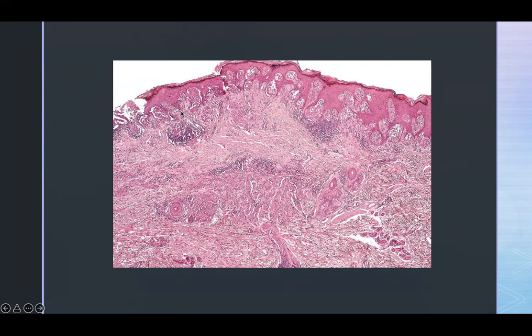So the trizonal arrangement is the superficial junctional component, the scar, and then that deep dermal component. And these nests do not proliferate beyond the area of the scar. And so that would allow you to help make the diagnosis.